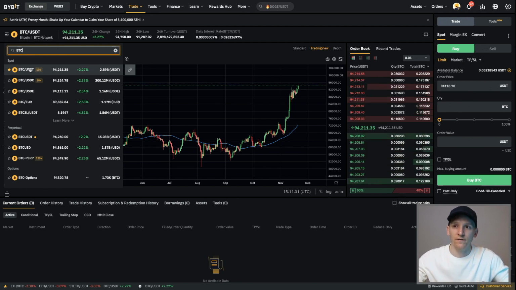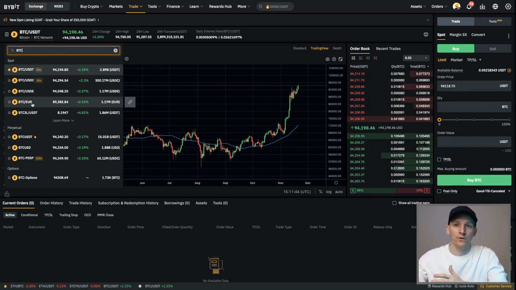It trades against USDT, USDC, USDE, Euros, and this is a different one. We won't worry about that. So basically, I can trade Bitcoin against these US dollar stable coins or the Euro. Now, if you go over to Crypto.com, that'll be USD, USDT, PYUSD, lots of the stable coins, right? And it's going to change depending on your region.